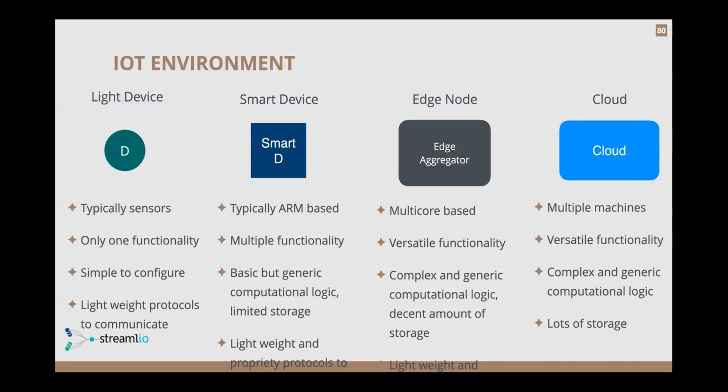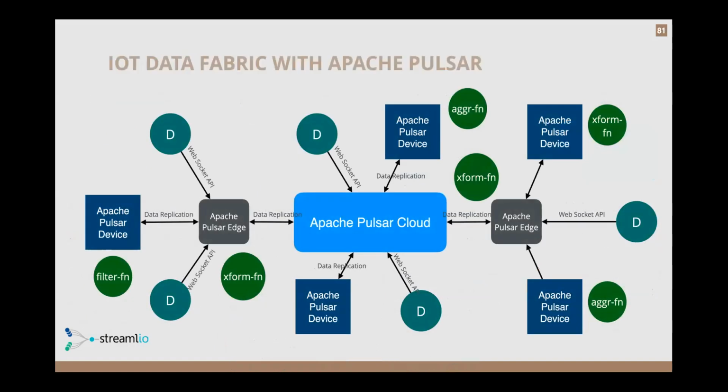Edge nodes is where the Pulsar broker can be co-located, and with that addition to the MQTT support, the lightweight protocol support, we can communicate with the smart devices and the light devices and collect that data and just start doing the complex computational logic and do some storage and aggregation there and do alerts right there, and then obviously load it up and put that information to the cloud as well.